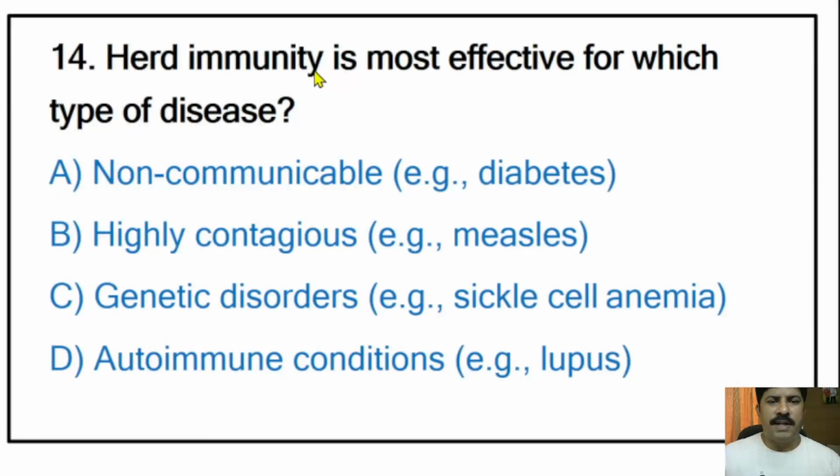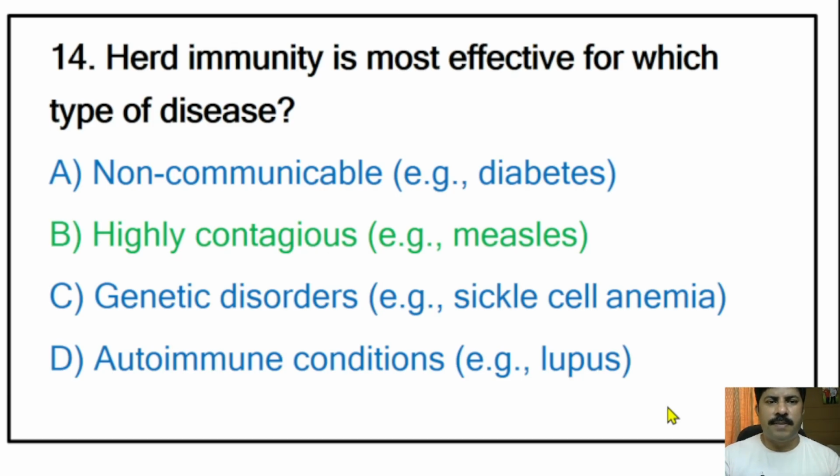Herd immunity is most effective for which type of disease? Non-communicable, example diabetes; highly contagious, example measles; genetic disorders, example sickle cell anemia; autoimmune conditions, example lupus erythematosus. Correct answer, highly contagious disease.